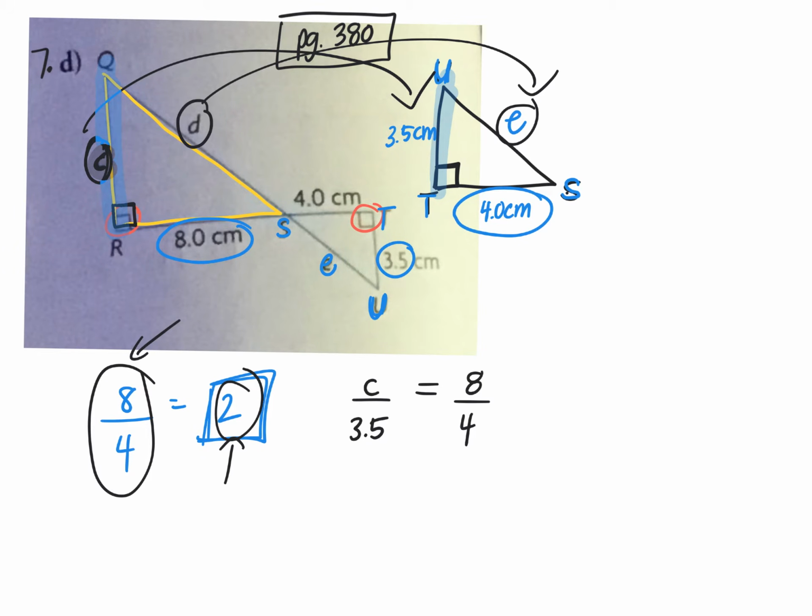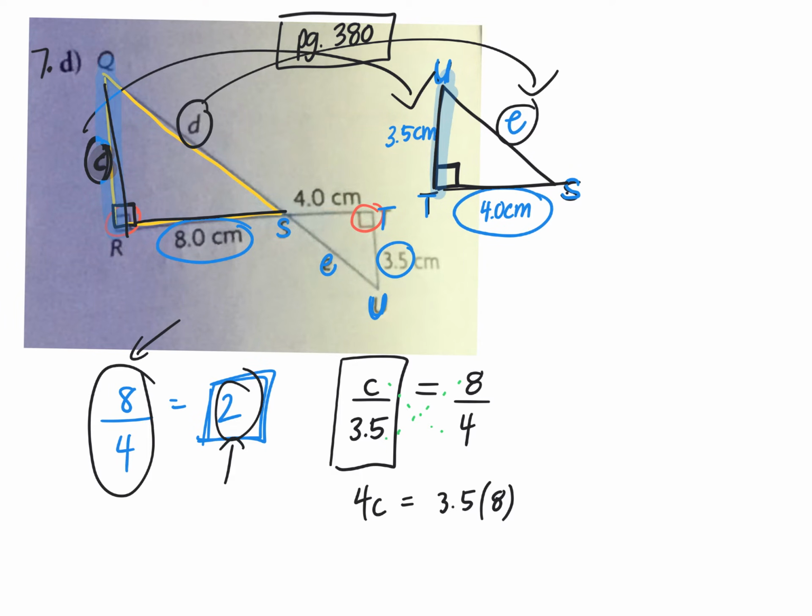Do you understand why I set this up as a proportion? This side over this side is equal to this side over this side. All their ratios have to be equal if they're similar. So how can I solve for C? Cross multiply, yep. So C times 4 is written as 4C, and then 3.5 multiplied by 8, whatever that is, we divide it by 4, and we can figure out C is equal to 7.